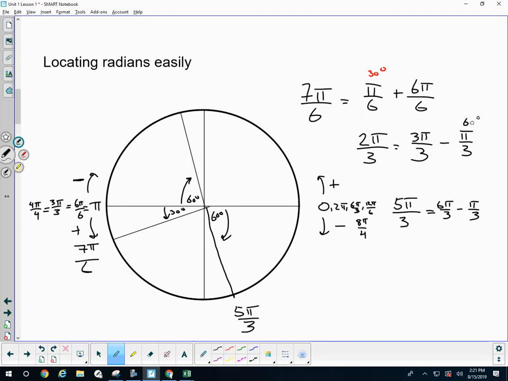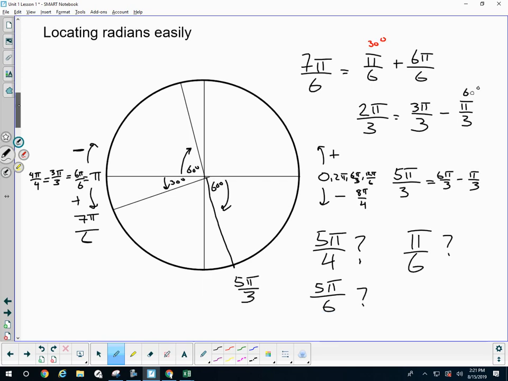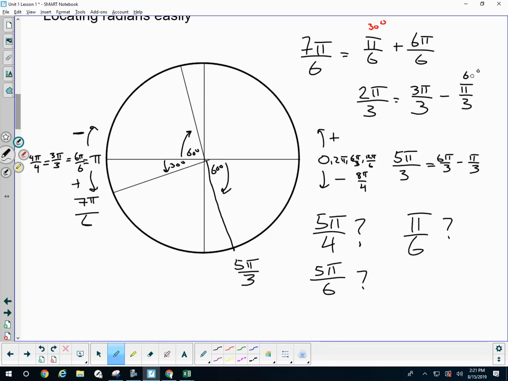Okay, why don't you guys try, find for me 5 pi over 4. Find pi over 6. Find 5 pi over 6. Okay. Ready, set, go. Find those 3 angles.